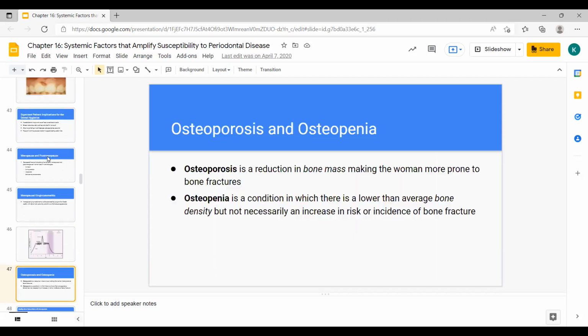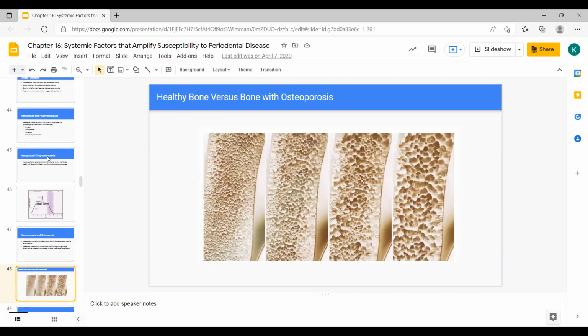Okay, osteoporosis and osteopenia. So osteoporosis is a reduction in bone mass, making women more prone to bone fractures. Osteopenia is a condition in which there's lower than average bone density, but not necessarily an increased risk for incidence of bone fracture. So this is just showing healthy bone here on the left versus bone with osteoporosis.